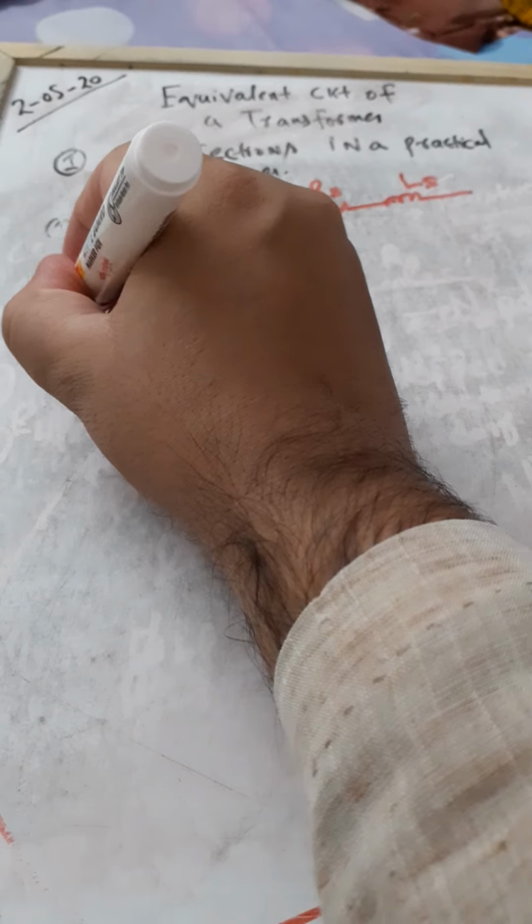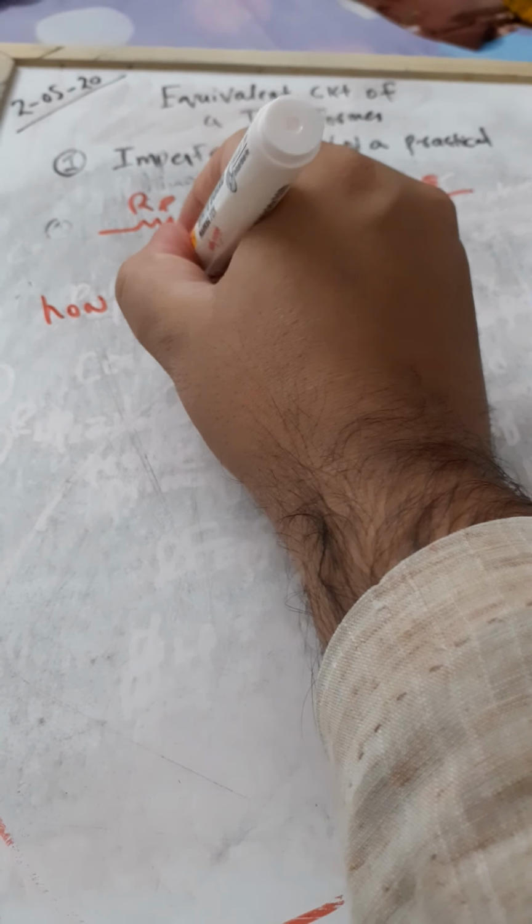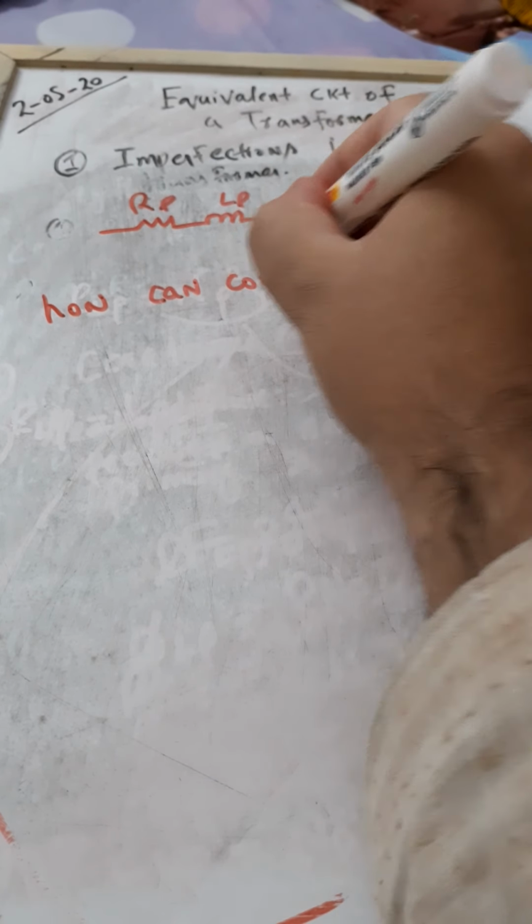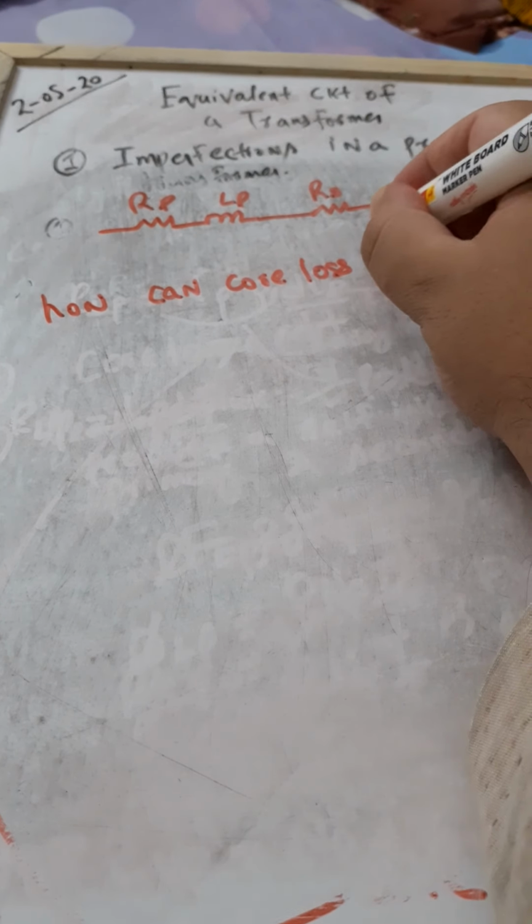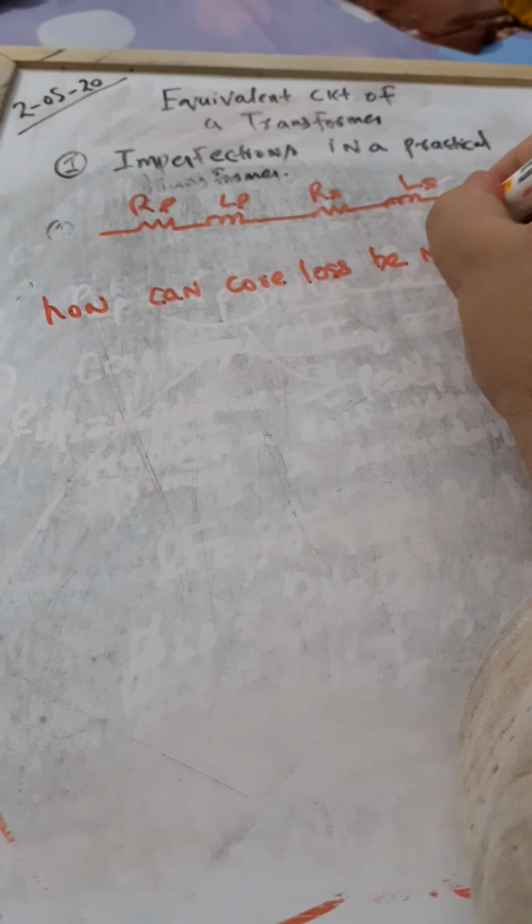Now there is one more imperfection, that is core loss. Now how can the core excitation effects be modeled? How can core loss be modeled? How can it be modeled?